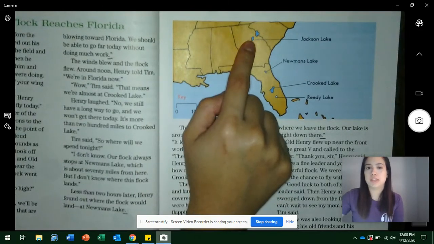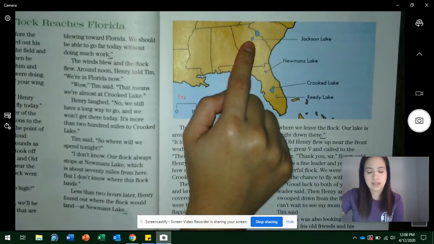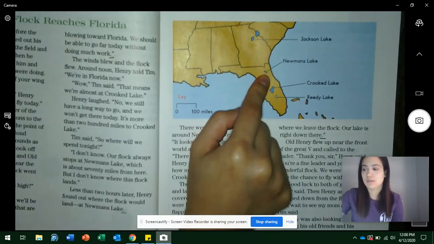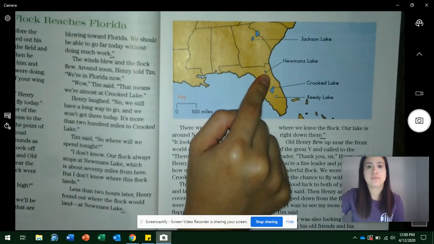Right here, remember they spent the night at Jackson Lake. So touch the lake where they're going to land. What's the name of the lake? Get ready. Yes, Newman's Lake.